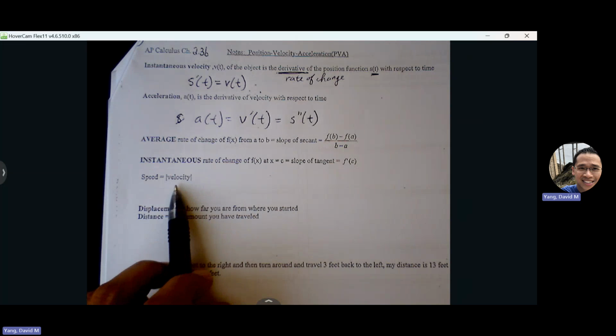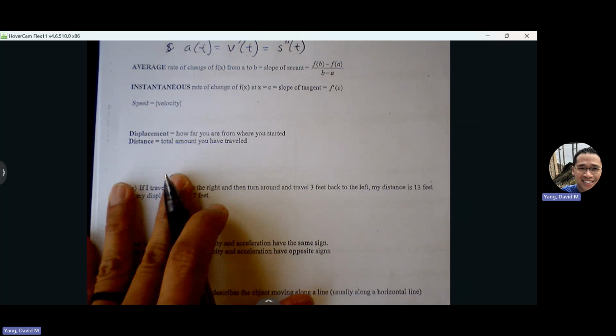Velocity has direction, so if you see positive velocity, that usually means it's going up. Negative velocity means going down. Or if the movement is along an x-axis, then positive velocity will be moving right. Negative velocity will be moving left.